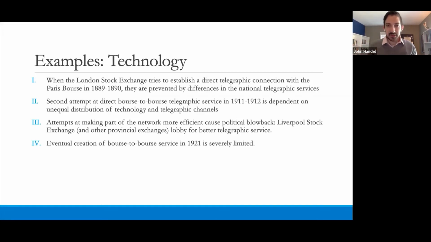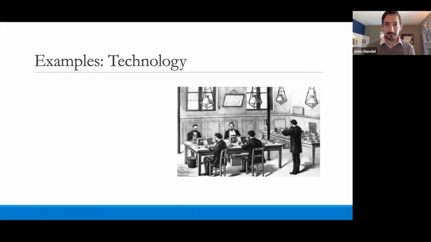And then by the 1920s, when a bourse-to-bourse system is instantiated, it's still unequally distributed. It's only available for a couple of hours during the day. And once again, Paris gets a much better service than, say, Amsterdam or Brussels, which are put on extremely limited simplex wires like Liverpool was using. And Germany doesn't get any connection at all because of the results of World War I.